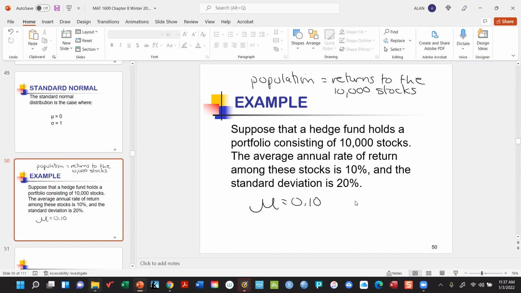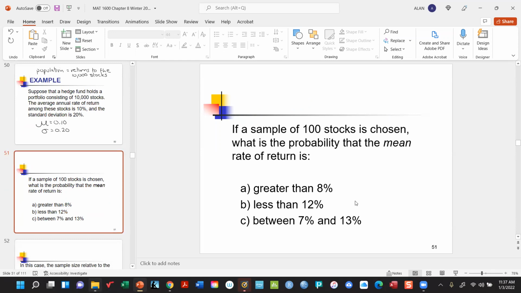So let's say this is a hedge fund. The portfolio manager is managing 10,000 stocks. And so right now the mean is 10% and the standard deviation is 20. And what we're going to do is choose a sample. By the way, the sample size is 100. I almost forgot to mention, the capital N would therefore be 10,000 because that's the population size. We only want a sample of 100 stocks.